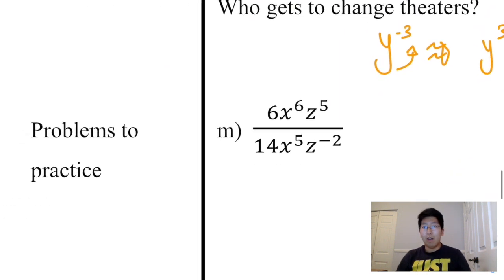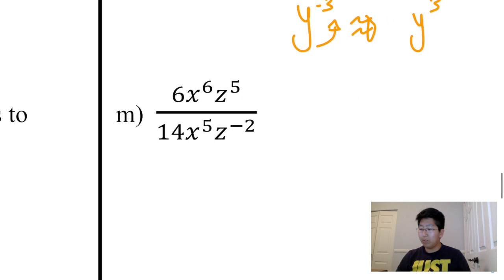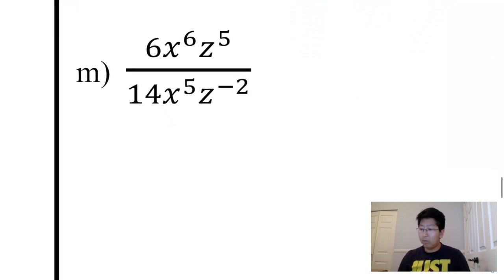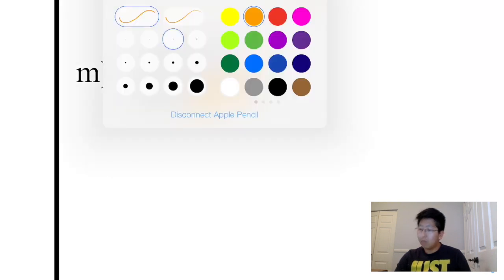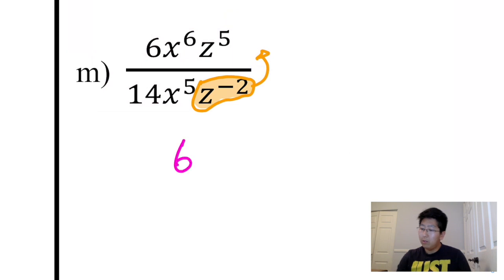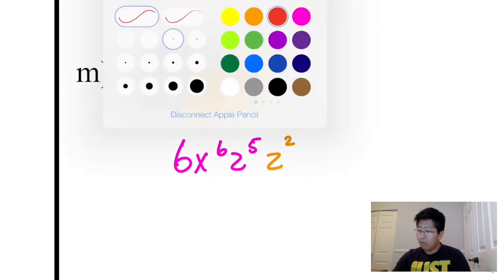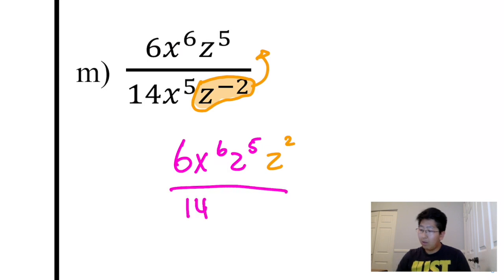All right. So here are some practice problems, just in case you need to see more examples. Our special ticket holder is z here. So z is going to move up to the top. Let's rewrite this: 6x to the 6th, z to the 5th, and now we have z to the 2nd power that came up, all over 14x to the 5th.